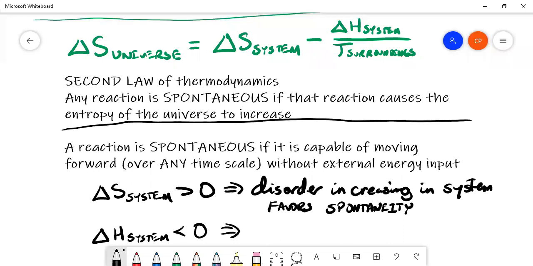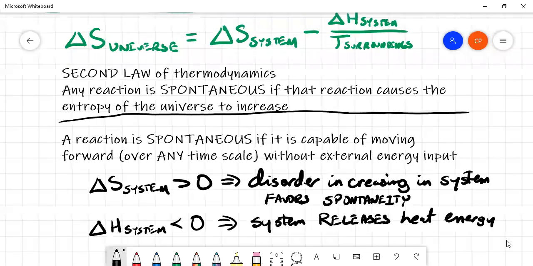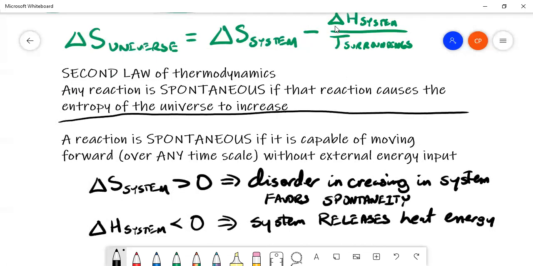So, delta H of the system less than 0 is an exothermic reaction. The system releases heat energy to the surroundings. And if delta H is negative, negative of a negative is a positive. And that is also something that will cause delta S of the universe to increase. Delta H of the system being less than 0 is something that favors spontaneity.